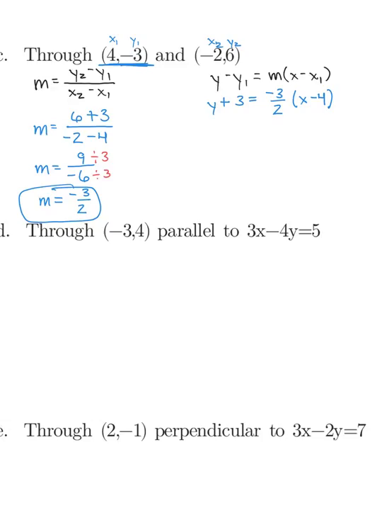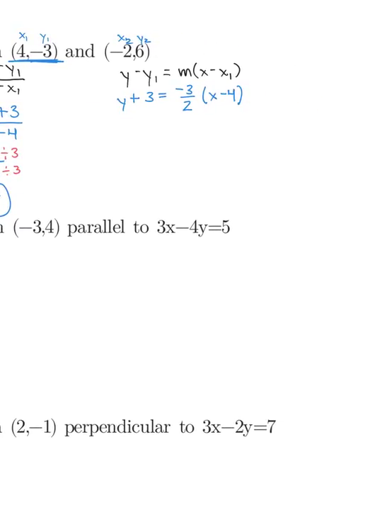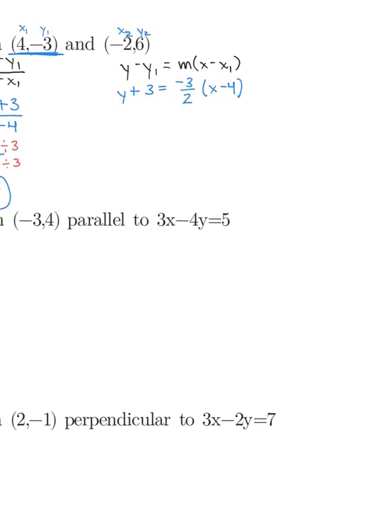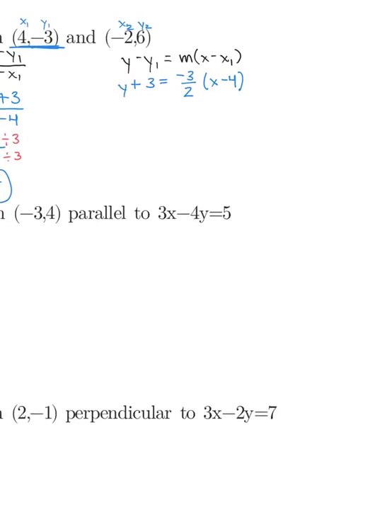So from here, let's go ahead and simplify our equation and solve for y. So again, the first thing I want to do is distribute. The left side of my equation will stay the same. The right side, if we distribute, we get -3/2x. And now I want to multiply -3/2 times -4.